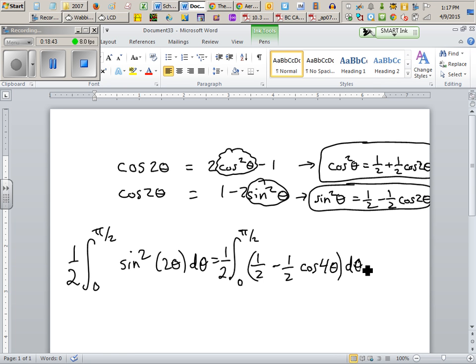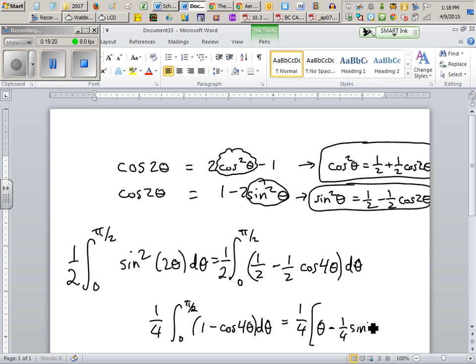Don't take this too literally. This is just saying, if you're trying to replace the sine squared blah, it's 1/2 minus 1/2 cos 2 blah. Here we have a sine squared 2 theta, so we have 1/2 minus 1/2 cos 4 theta. This is very easy to integrate now. Let's pull out the half first, though. Now we have a 1/4 here, and we're no longer threatened by this integral. For our antiderivative, we have theta minus 1/4 sine 4 theta.